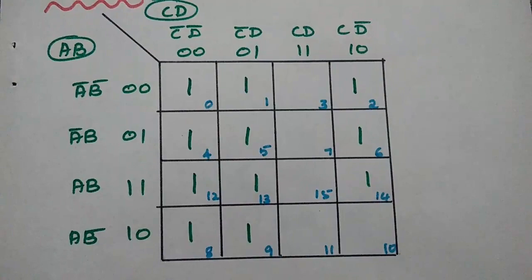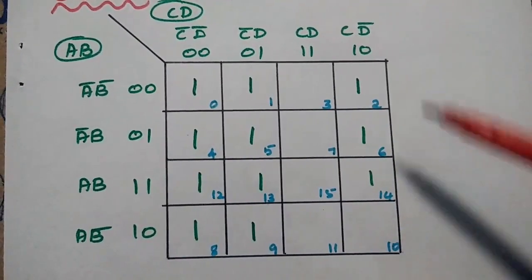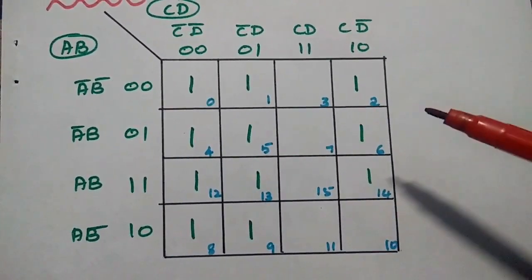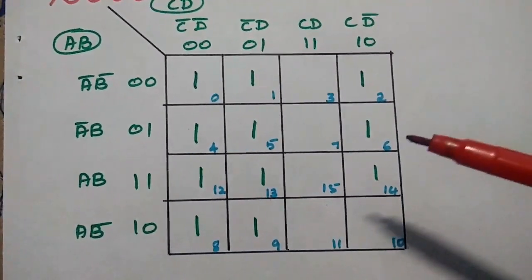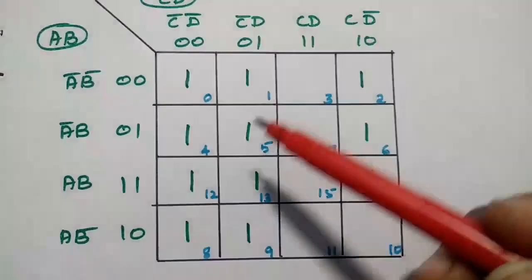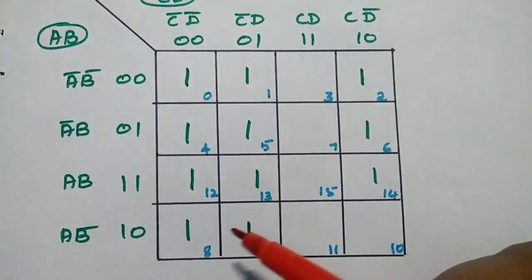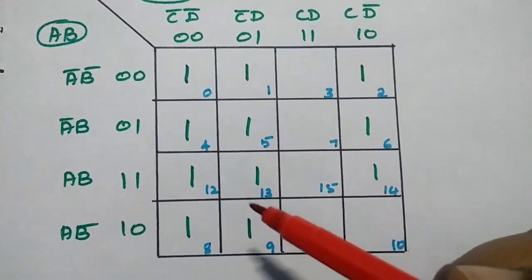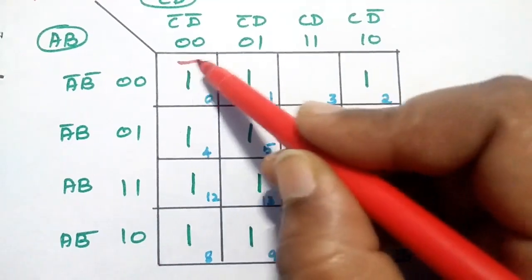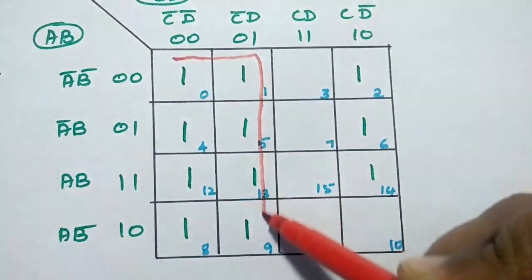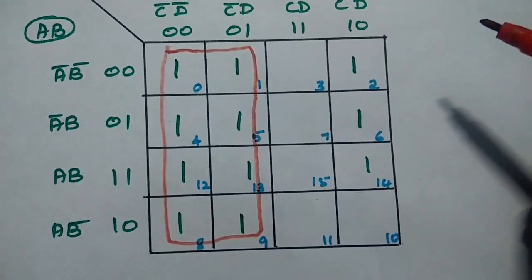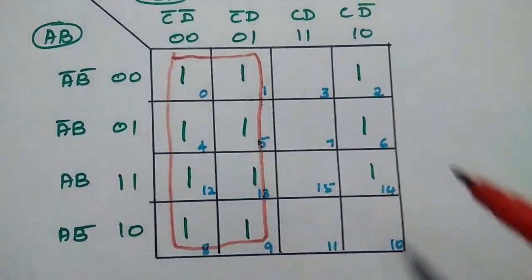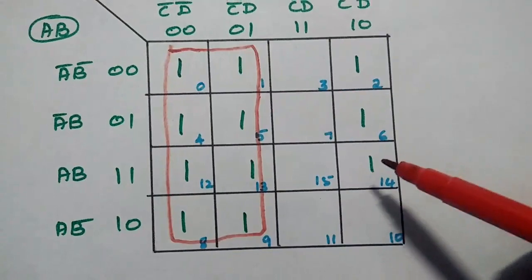Is that okay? After placing the values, the next step is to group the maximum number of ones together. So here we have one octet, right? Octet means a group of 8 ones. So we can straight away make a group for these 8 ones. So this is the first group. Is that okay?